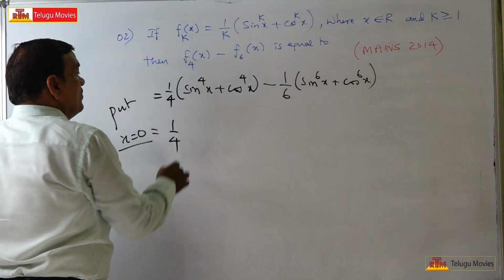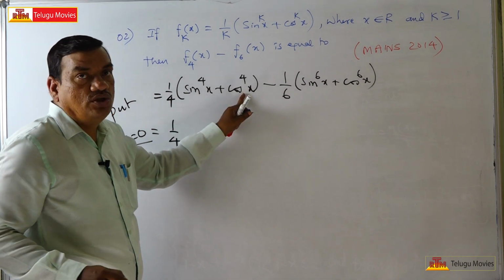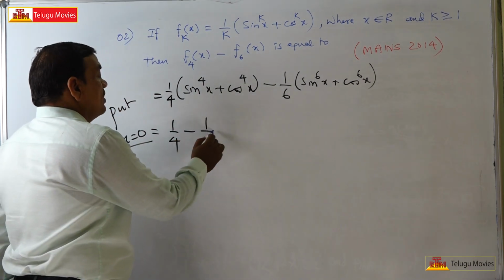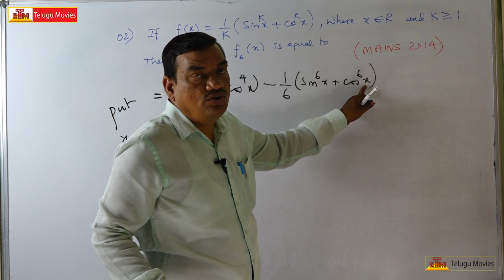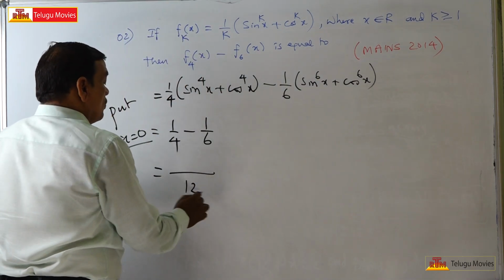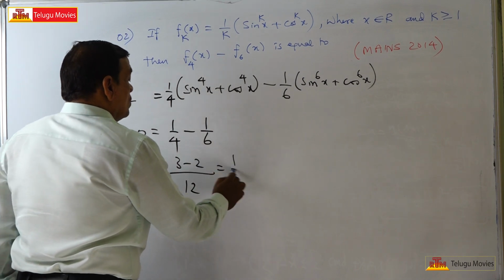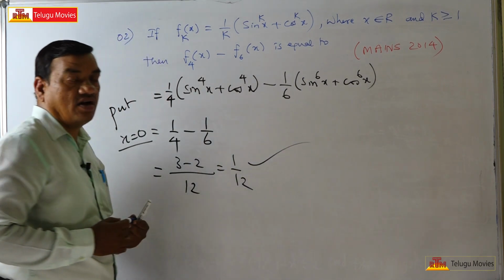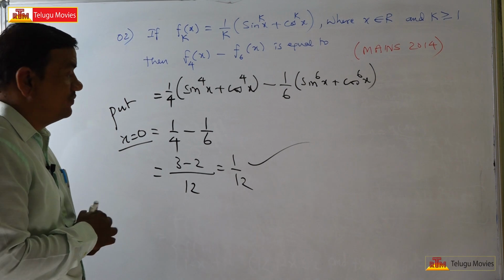Put sin x is equal to 0. So this is 1 by 4 into, this is 0, this is 1, 1 by 4, minus 1 by 6 into, this is 0, this is 1, 0 plus 1, that is 1 by 6. So LCM is 12. So this is 3 minus 2, 1 by 12. So 1 by 12 is your right answer. Understand this?